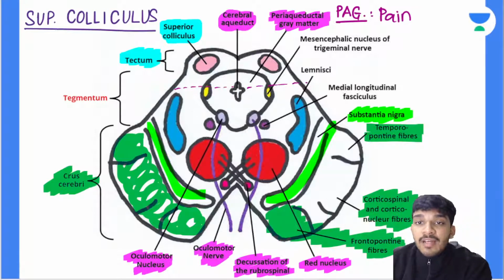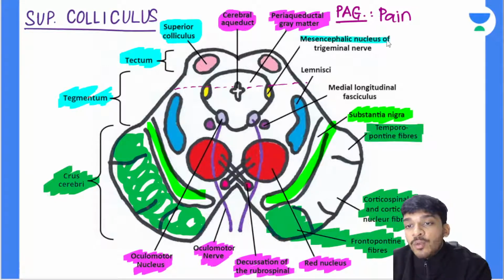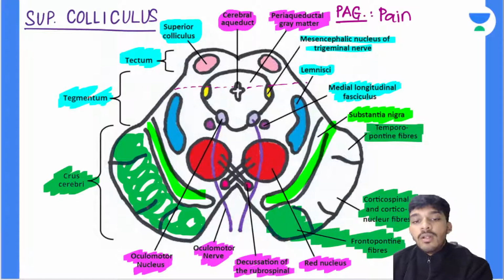So what else is left in the tegmentum? Remember, in the midbrain you also had the mesencephalic nucleus of the trigeminal nerve. The lemnisci are going to be present, and you will also have the medial longitudinal fasciculus, as was present at the section of the inferior colliculi of the midbrain.